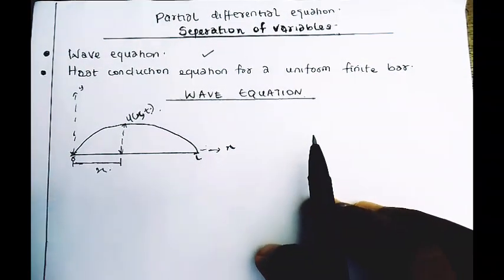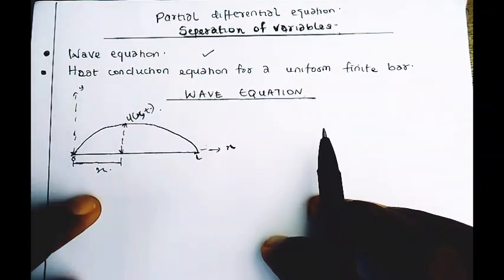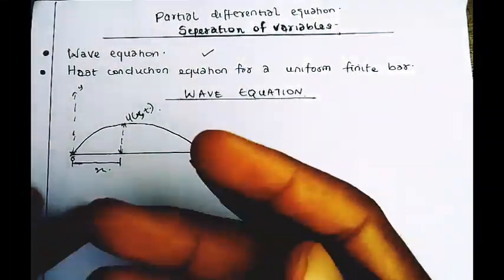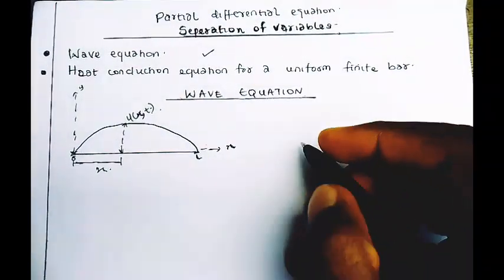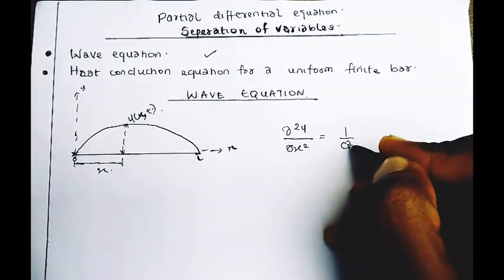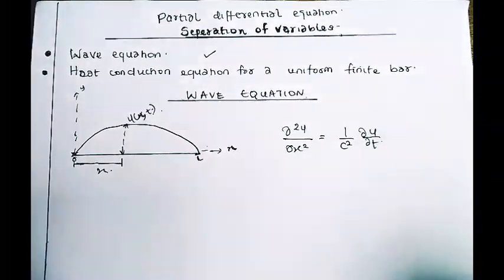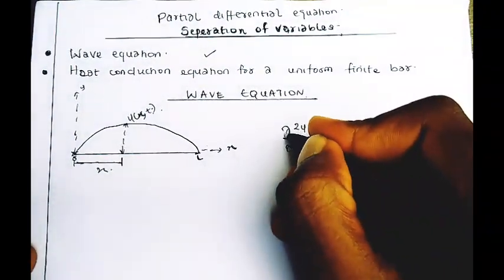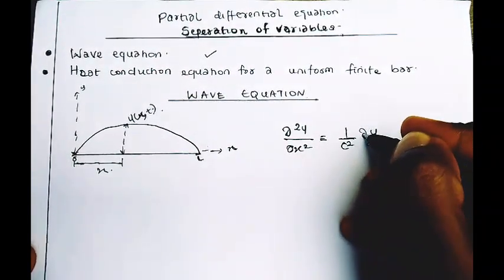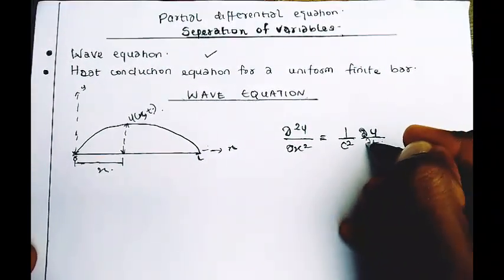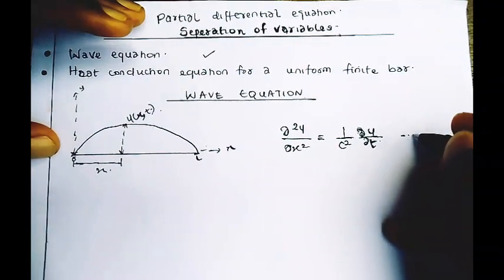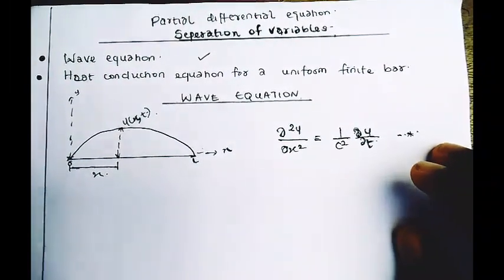Now the wave equation is trying to tell us that the maximum displacement of this string is given by the equation: d square u over dx square is equal to 1 over c square d square u over dt square. This is what I call the wave equation. With this partial differential equation, I can get the maximum displacement of this string. You can take note of this or write it down.